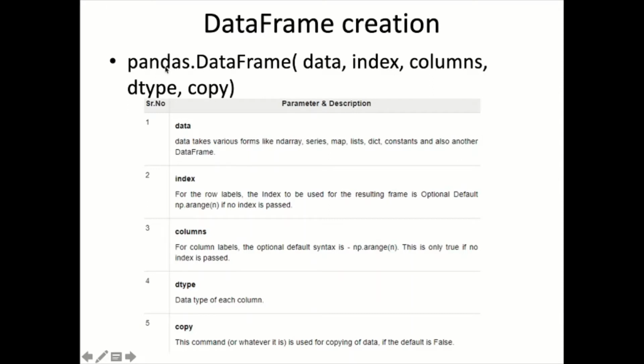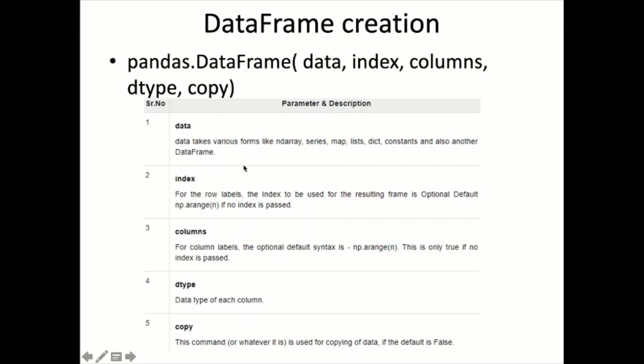It is pandas dot DataFrame, and inside it these are the parameters. First one is data, then index, then columns, dtype (data type), and also copy. These are the different parameters. We won't be using all the parameters, we will be using data. Data can take any form: it can be an ndarray, or a series, or a list, map, dictionary, constants, or it can also be another data frame. So data can be anything.